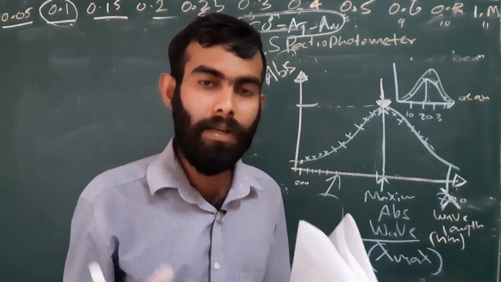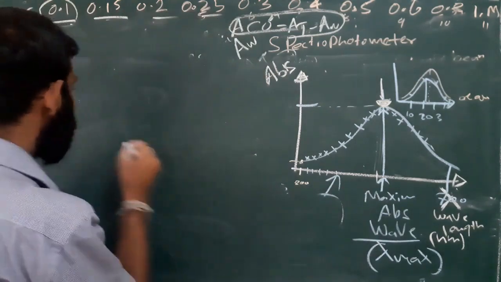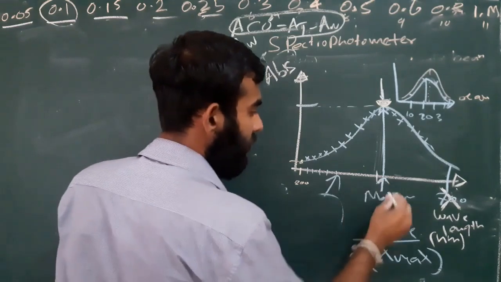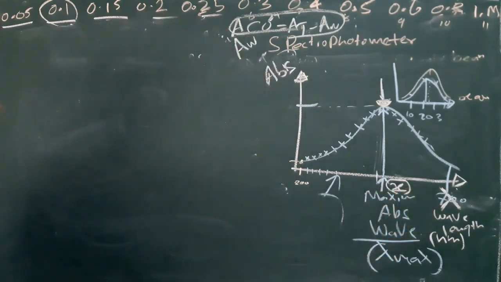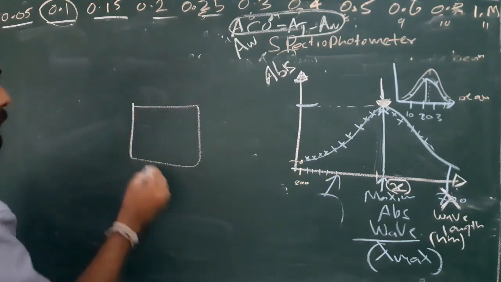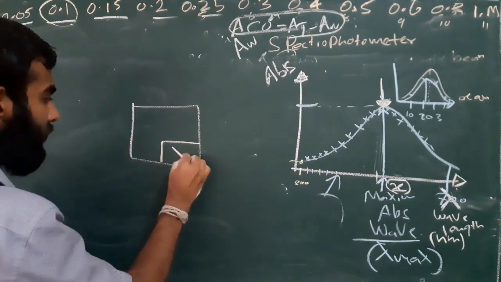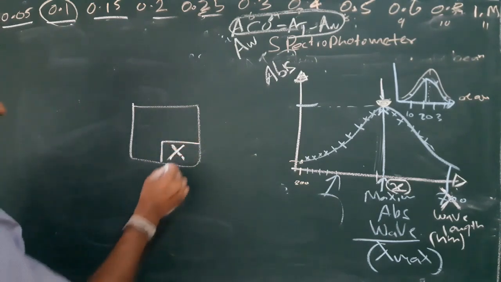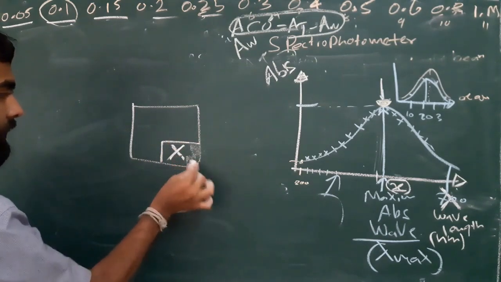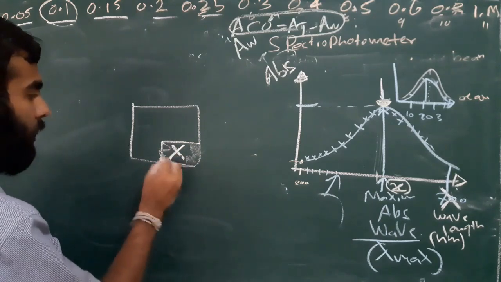Now we know the lambda max, we will fix that in the instrument. Imagine this value is x. Lambda max is x. Imagine that. Now this is our spectrophotometer. I will fix this x value. I will not change this anymore. Now I found the lambda max.